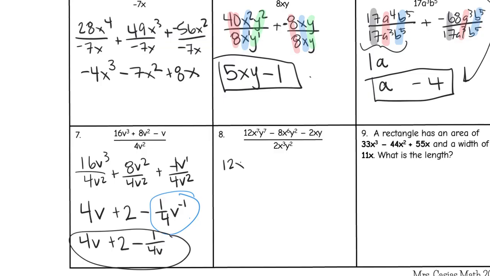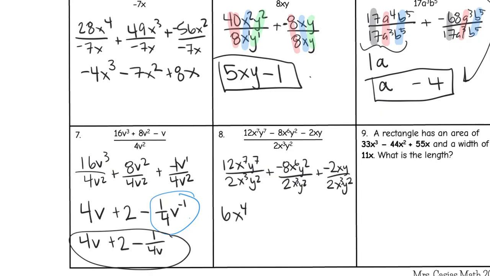We're going to rewrite 12x to the 7th y to the 7th divided by 2x cubed y squared plus negative 8x to the 6th y squared divided by 2x cubed y squared plus negative 2xy over 2x cubed y squared. Okay, so when I do 12 divided by 2, I get 6. X to the 7th divided by x to the 3rd, 7 minus 3 is 4. And y to the 7th divided by y squared, that will be 7 minus 2, which is y to the 5th. Okay, negative 8 divided by 2 will be negative 4.